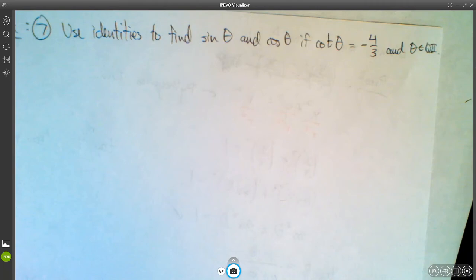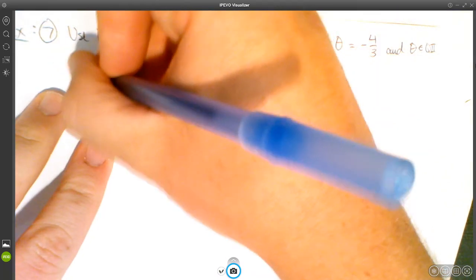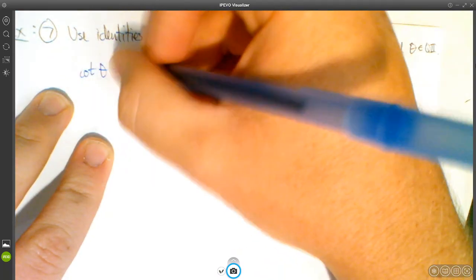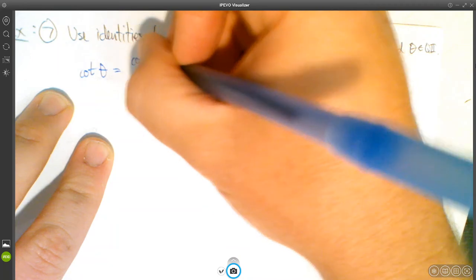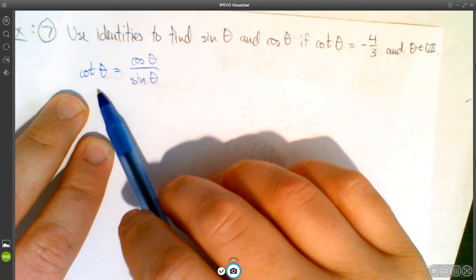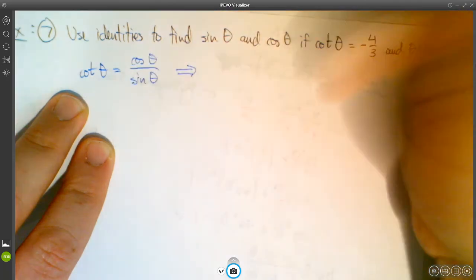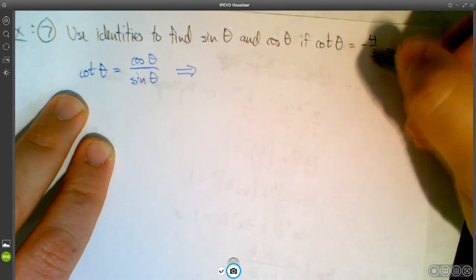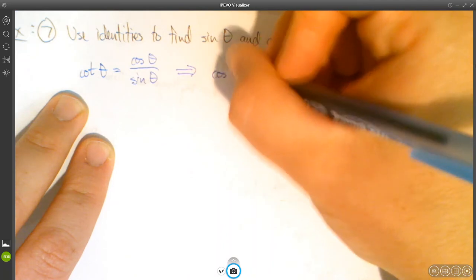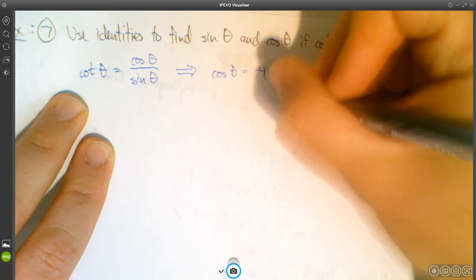Okay, so let me show you something that would be wrong. Here's something that would be wrong: to say something like, well, I know that cotangent theta is cosine theta over sine theta, and since cotangent theta is negative 4/3, that must mean that cosine theta is negative 4 and sine theta is 3, right?